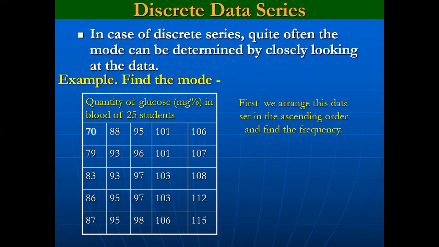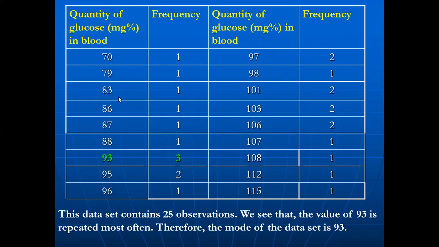Now here you have the data pertaining to the quantity of glucose in the blood of 25 students. So you have 25 data points here. First of all, we have to arrange the data in ascending order to find out the frequencies. After putting this data in ascending order, we can see that these data are repeated several times. For example, 97, 101, 103, 106 and 95 are repeated 2 times, whereas 93 is repeated 3 times. Since value 93 is repeated more often, we can take the mode of this data as 93.